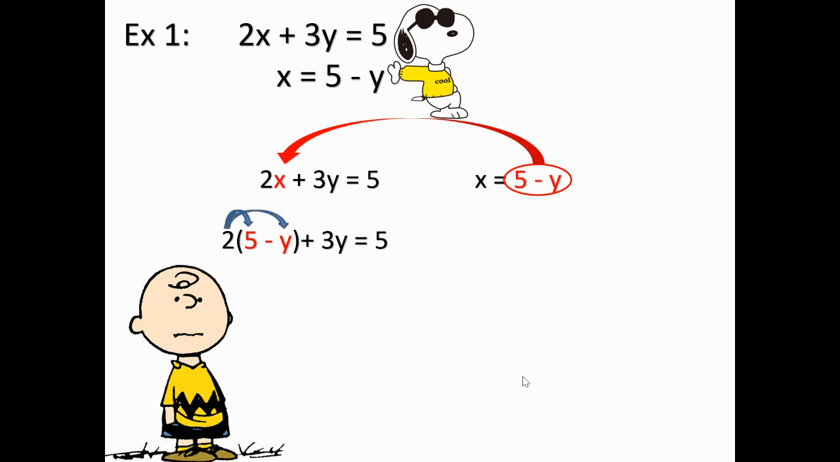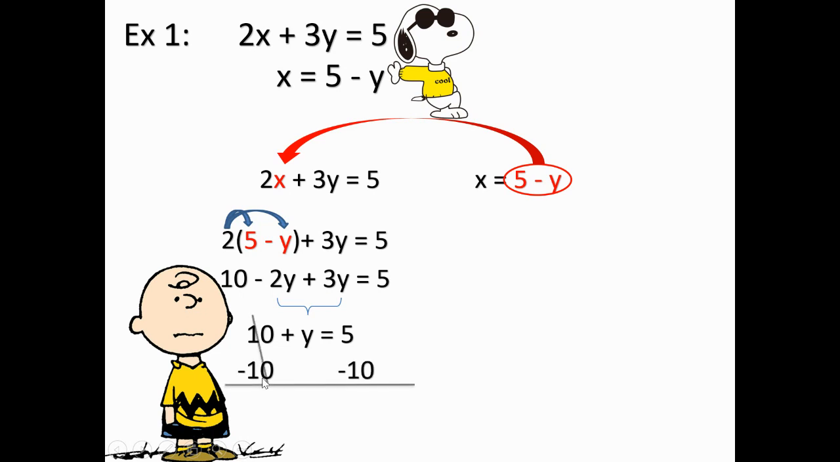So 2 times 5 is 10. 2 times negative y is negative 2y. Combine your like terms. Now you see why we had to do all that work in chapter 1, right? So negative 2 plus 3 is 1. And then last step would be to subtract 10 from both sides. This part is just solving. Now we know what the value of y is.